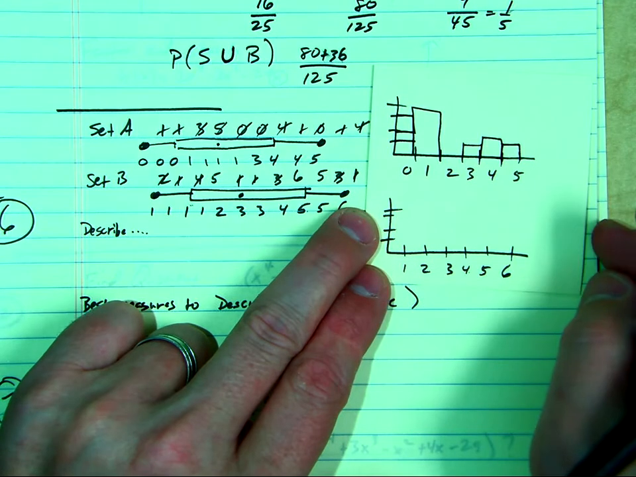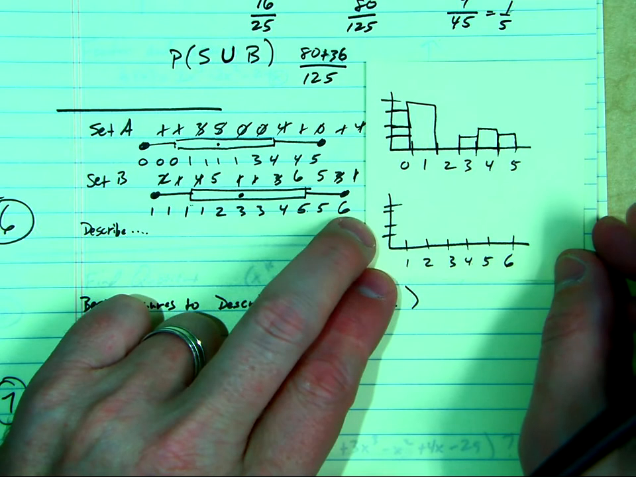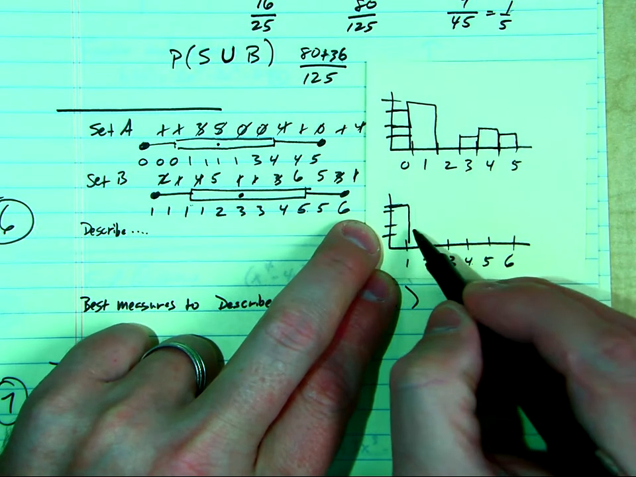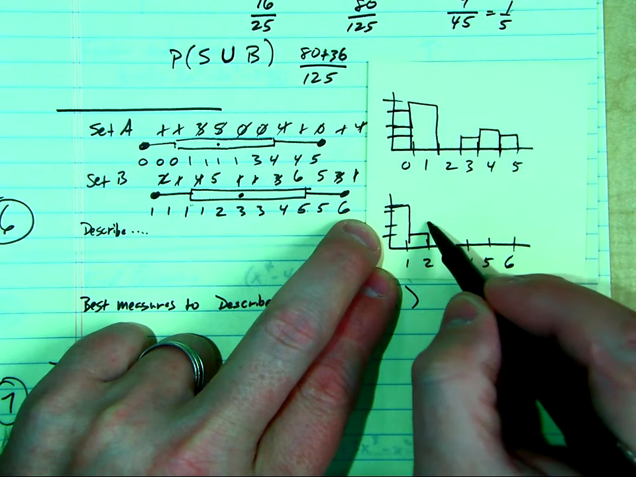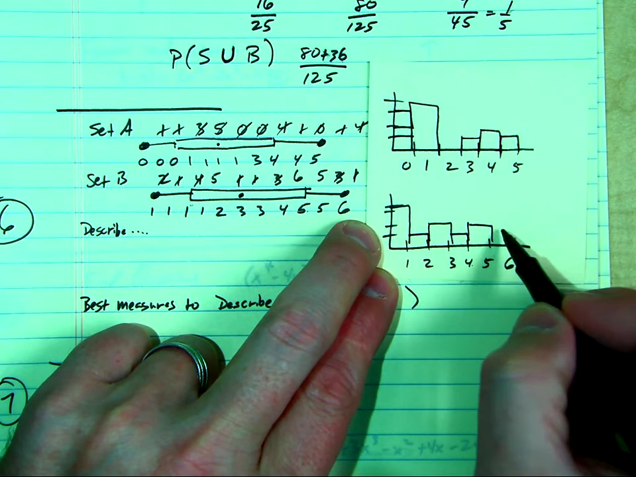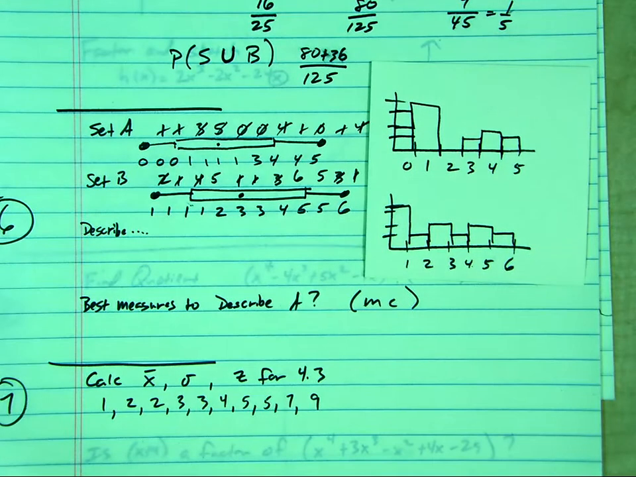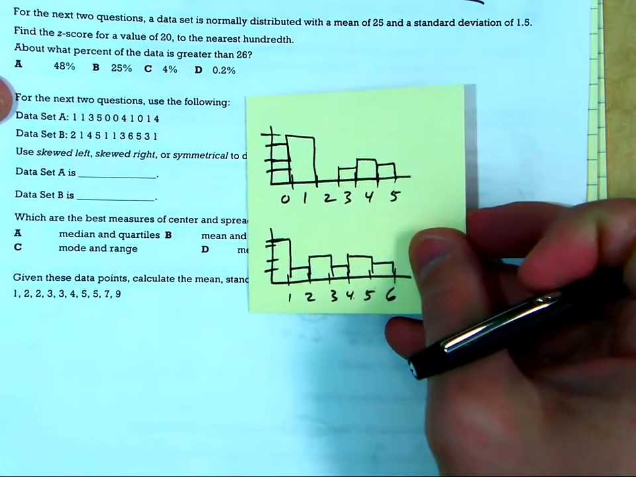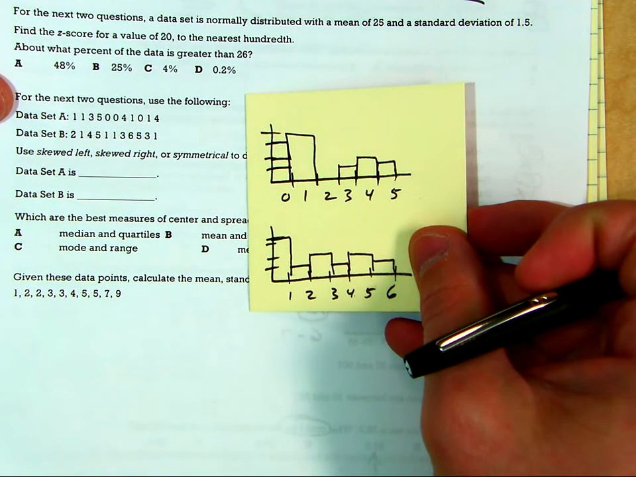Huh. Right. Skewed right. For the other one: 4 1s, 1 2, 2 3s, 1 4, 2 5s, 1 6. Yeah, I'd say they're both skewed right. That's a terrible question. We should just change the question right now. Your opinion is noted.